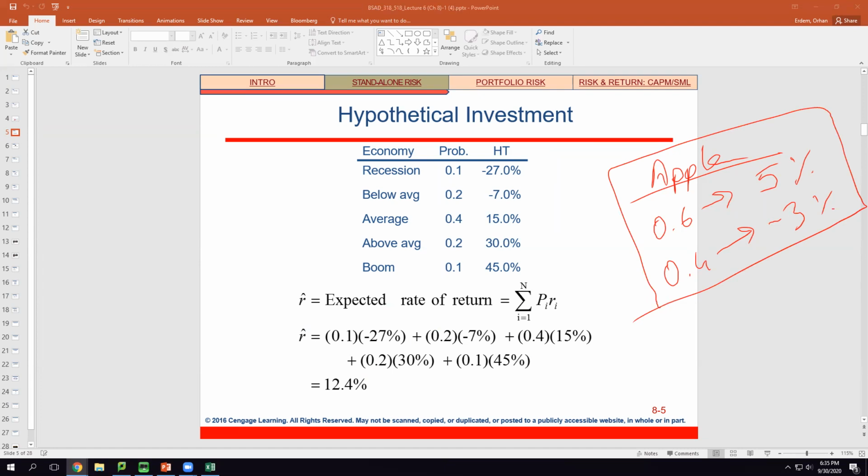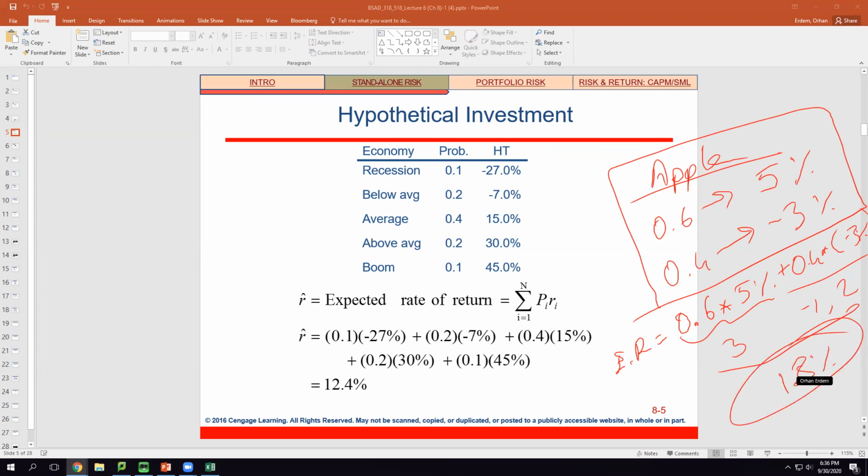Very simply, you multiply and add them up. So multiply 0.6 times 5%, plus 0.4 times negative 3%. Okay, so this makes 3%, this makes negative 1.2%. If you sum them up, it's 1.8%. So this will be the expected return of Apple.